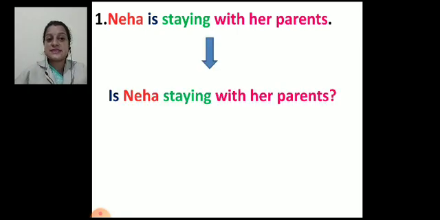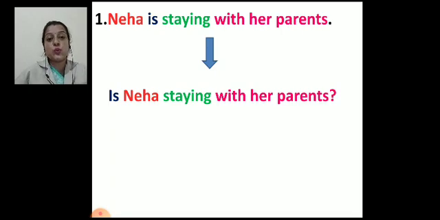Is Neha staying with her parents? If there is any helping verb in the sentence, to make it an interrogative or question sentence, we will use the helping verb before the subject. Here we applied the helping verb before the subject, which is Neha. So it became, is Neha staying with her parents?